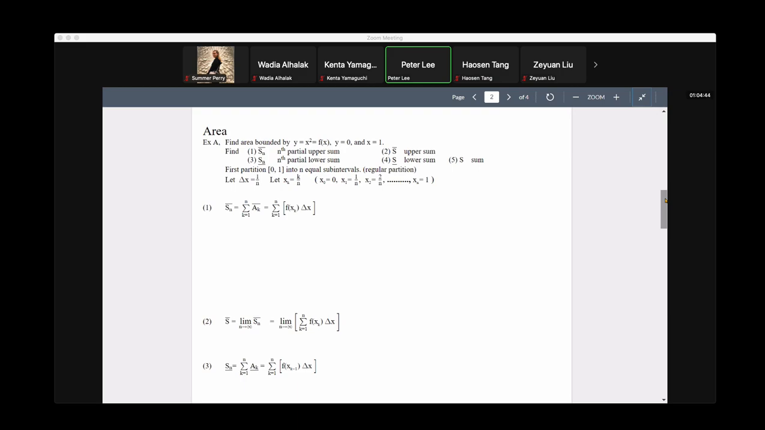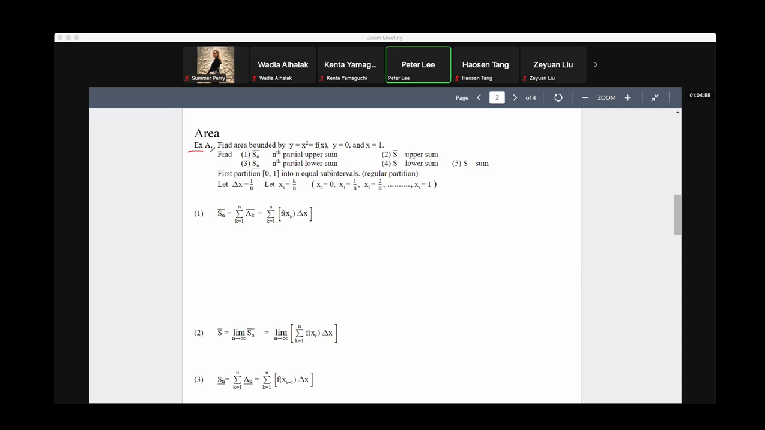Okay, so first let's understand the question. So what is the question? The question is, example A. Find the area bounded by y equals x squared and y equals 0 and x equals 1. Whenever I refer to some kind of area, this is the way I will describe it. So in this case, what is the area in question? The area in question is this.